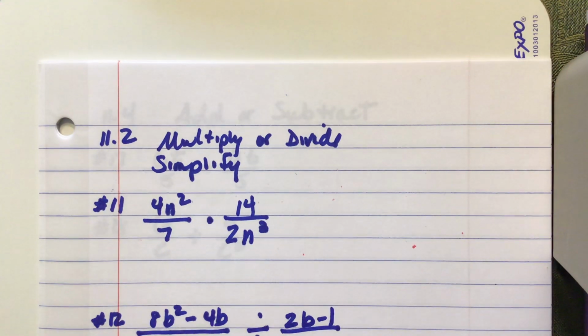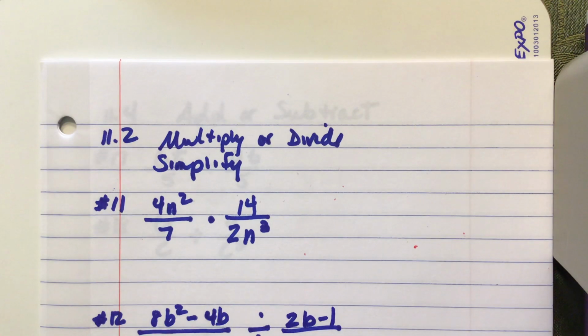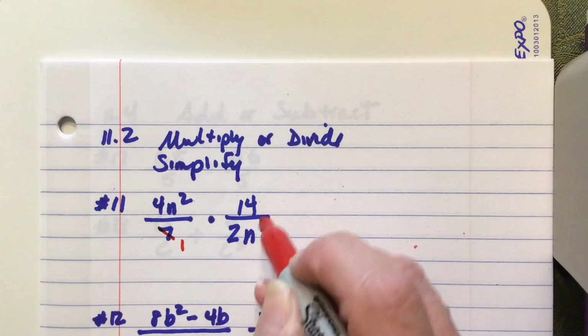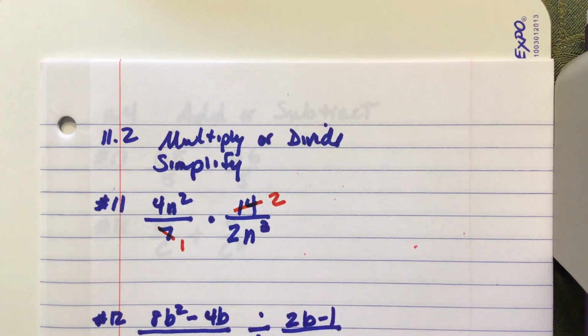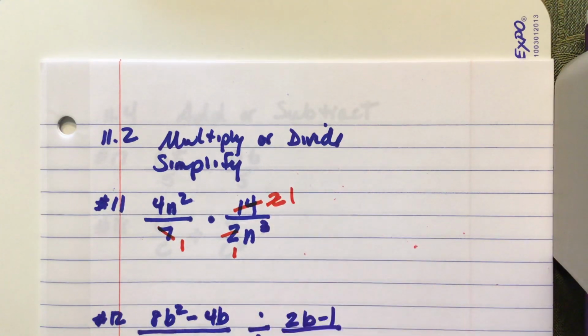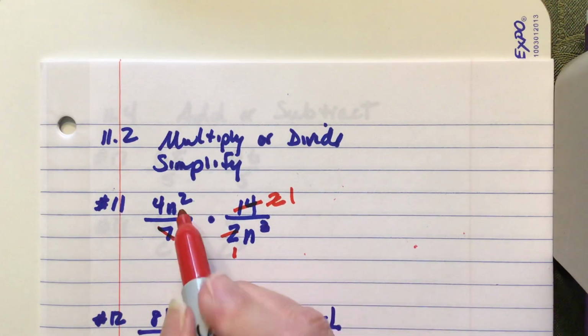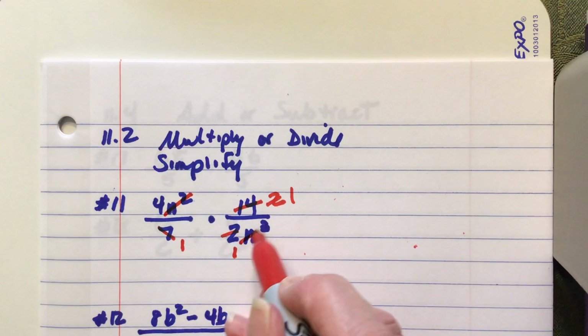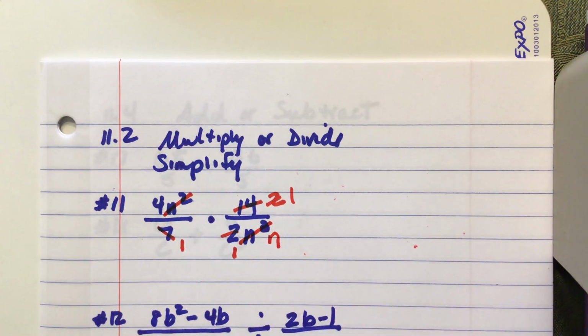So when I take a look at number 11, what I have here is 4n squared over 7 times 14 over 2n to the third. So I'm just going to start canceling things out. 7 goes into 7 once, 7 goes into 14 twice, 2 goes into 2 once, 2 goes into 2 once, okay? And then I have n squared divided by n to the third, and that's just n.